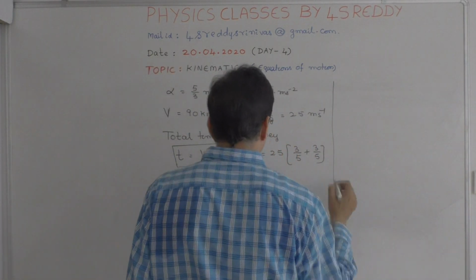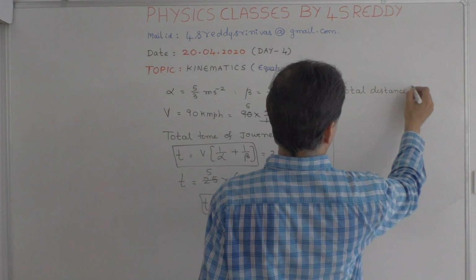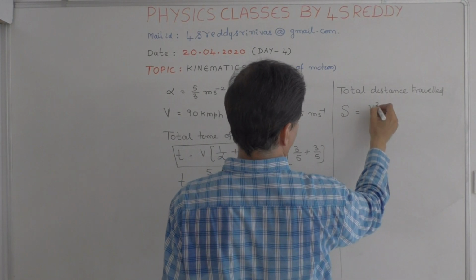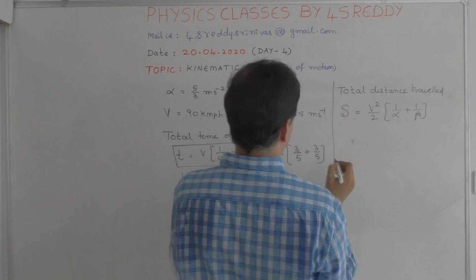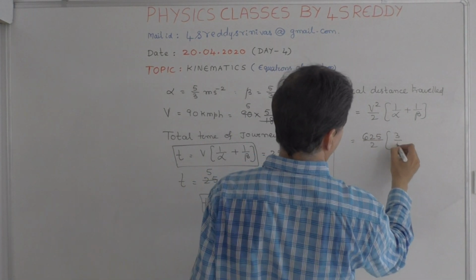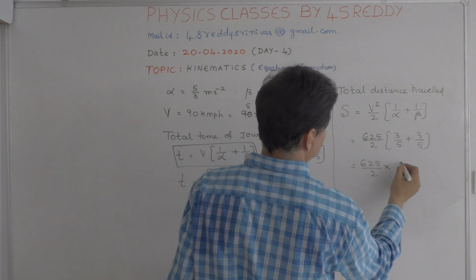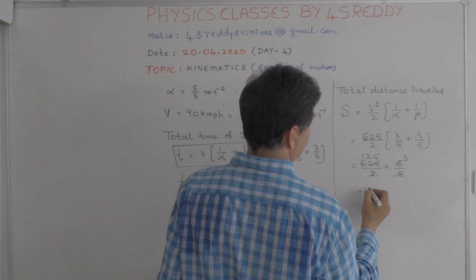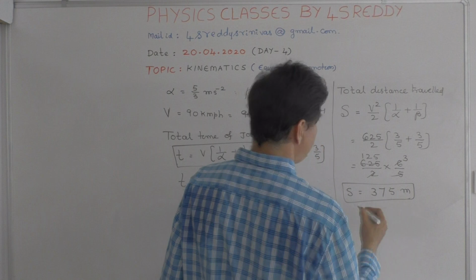And similarly, if you want to find out the total distance traveled, then it is given by S equals V square by 2 into 1 by alpha plus 1 by beta. That is 25 whole square, 625 by 2 into 3 by 5 plus 3 by 5. That is 625 by 2 into 6 by 5. 5 ones, 2s and 5s. 2 ones and 3s. Therefore, 375 meters is the answer.